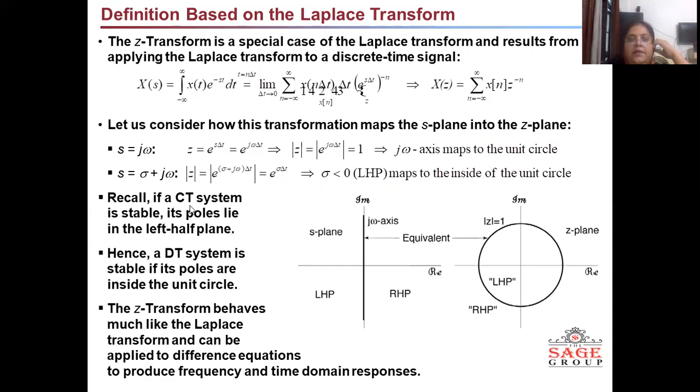Now, a continuous time system is stable if its poles lie on the left side of the half plane. If a system is stable, then all the poles should lie on the left hand side. If we consider the discrete time system, the stability condition is that its poles are inside the unit circle. So in terms of the discrete time signal, all poles should lie inside this boundary, meaning the unit circle. The Z transform behaves much like the Laplace transform and can be applied to difference equations to produce frequency and time domain responses.